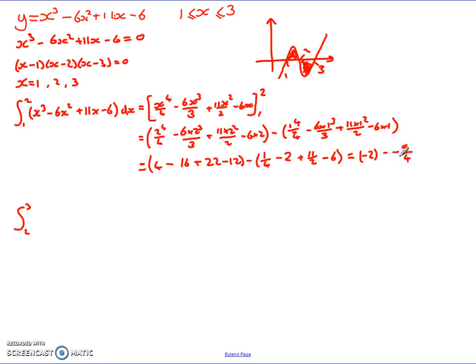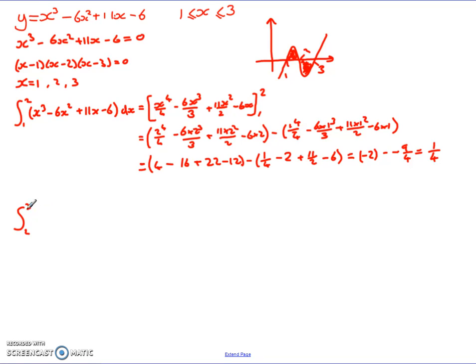So minus minus becomes a plus, so I get negative 2 plus 9 over 4. That gives me a quarter. So the area here is a quarter square units. I then do the same for this one, calculate the integral here. Once I've done that, I then take my two areas and add them together to get the total area underneath the curve.